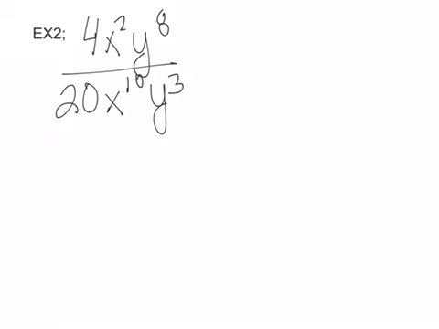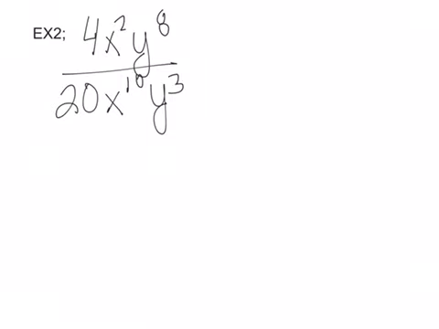Okay, so with example 2, we have 4x squared y to the 8th, all divided by 20x to the 10th y to the 3rd. Now if you notice, we have expressions in the numerator and denominator, not just whole numbers. Specifically, in this example, we still have a monomial in both the numerator and the denominator, meaning there's no addition or subtraction going on. So I can divide whole numbers with whole numbers, and I can divide variables that are the same.